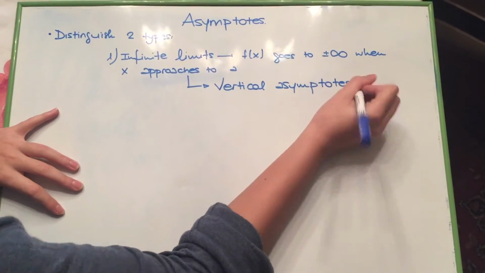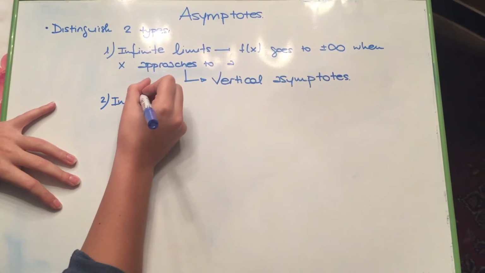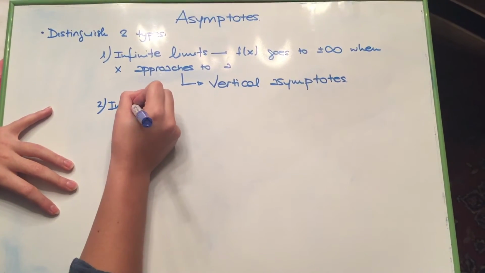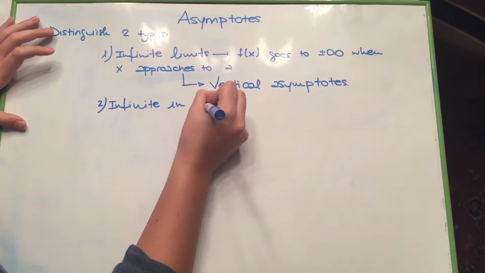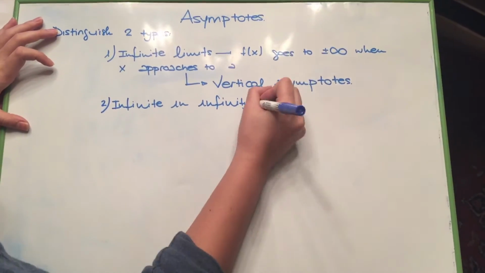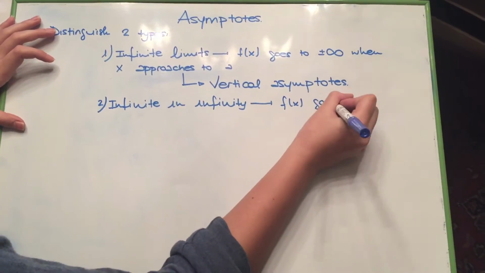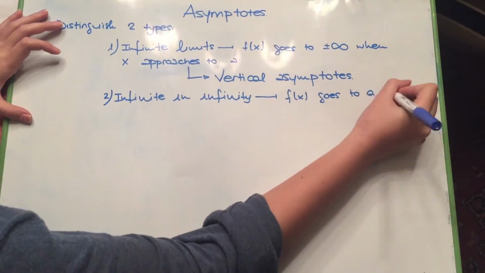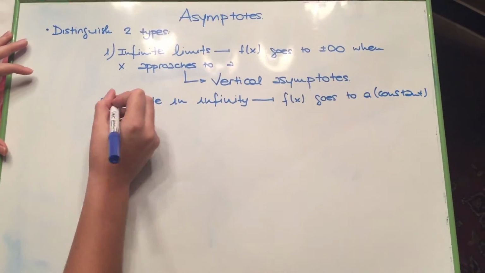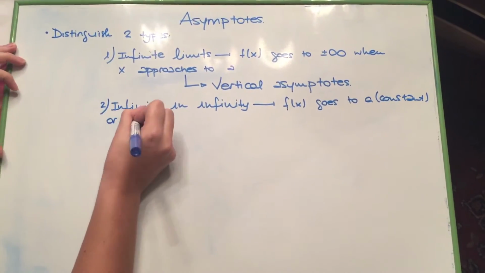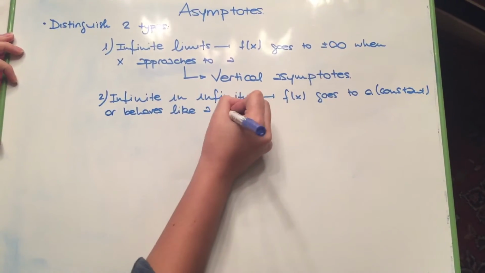How to find asymptotes? First, how to find vertical asymptotes. You have to do the limit as x goes to a of f of x equals plus or minus infinity. Then there's the horizontal asymptote. That is when the limit as x goes to plus or minus infinity of f of x equals a. Then y equals a is the horizontal asymptote.